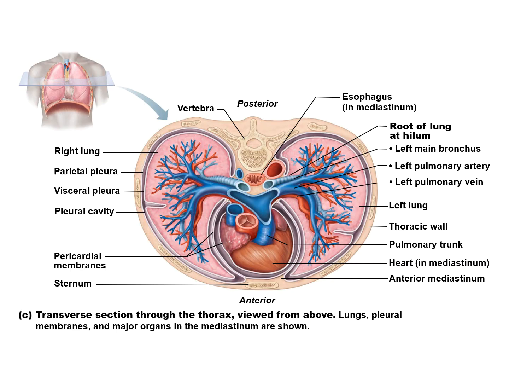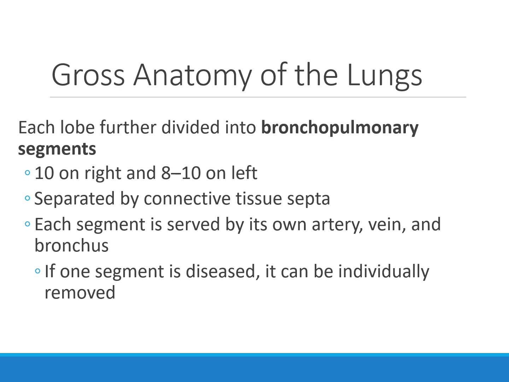And then looking at a cross-sectional view, so you get the idea that the heart is not sitting square in the middle, as we've already learned. It's sitting over more to the left. Each lobe is further divided into segments. Those are called the bronchopulmonary segments. You have 10 of those on the right and 8 to 10 on the left, and they are separated by little walls called septa made of connective tissue.